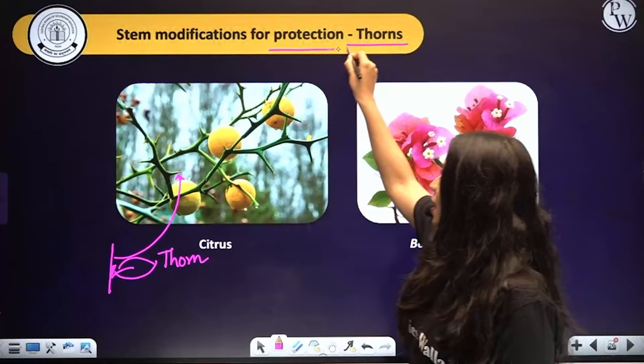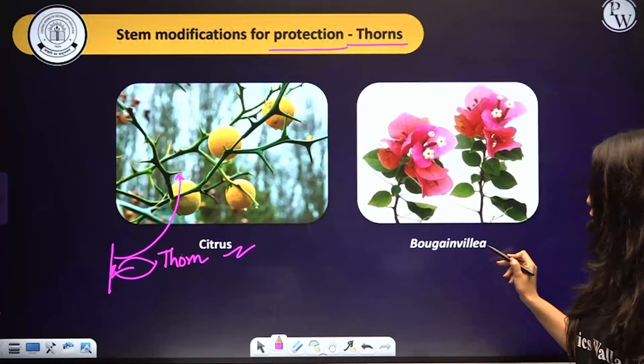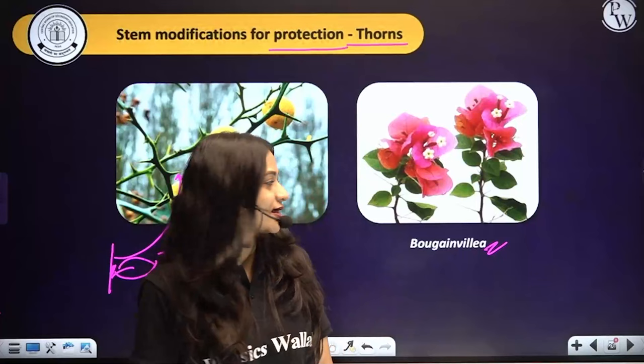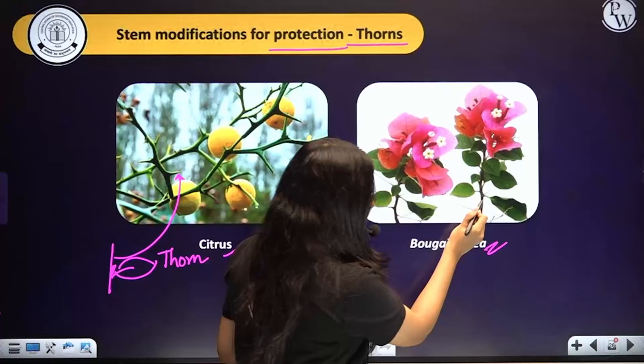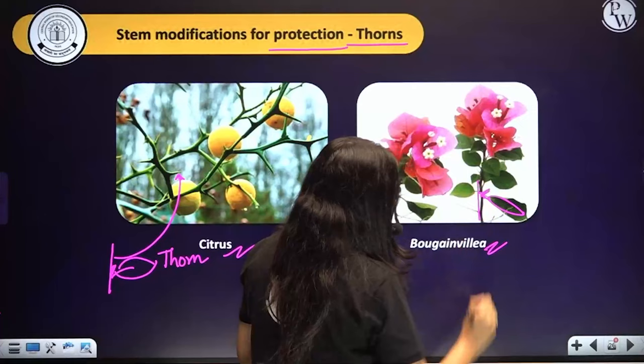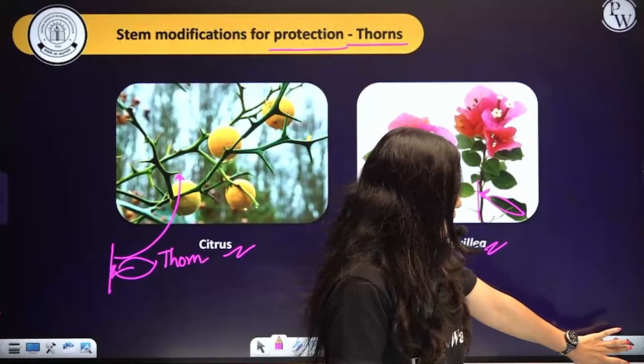You can observe that in citrus plants, and I'm sure you would have seen bougainvillea plants, which are very beautiful ornamental plants that you find in parks, in restaurants. So even in this plant, it is highly thorny. You can see here, this is the leaf, this is the stem, this is the axil. You can see that the axillary bud has been modified to form a thorn. All right, so that's about stems that are modified to protect the plants.